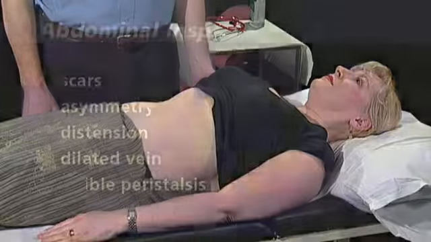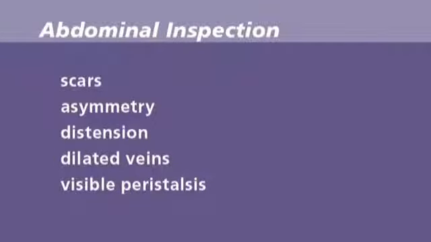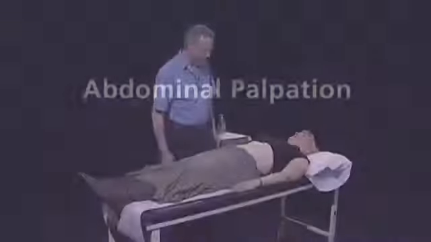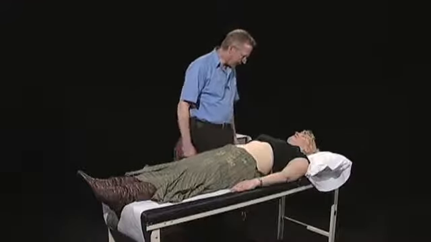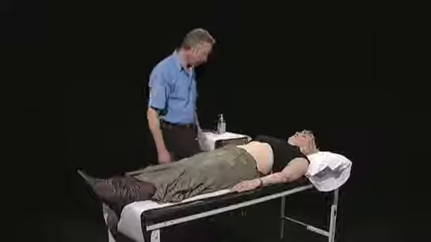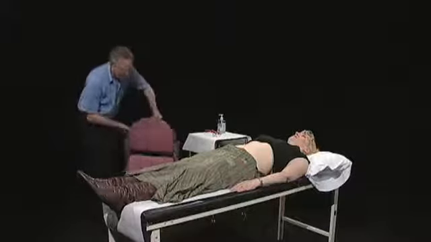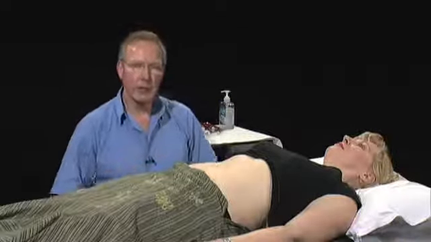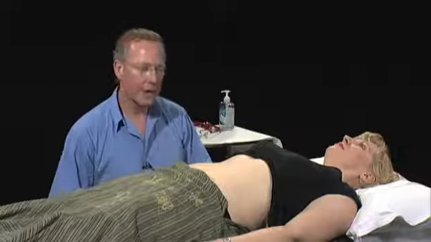I'm now inspecting the abdomen for scars, asymmetry, distension, dilated veins, and visible peristalsis. Now I'd like to feel your abdomen. Have you got any pain anywhere? No. When feeling the abdomen, I palpate all 9 areas, first superficially and then deeply, starting away from any that are known to be painful. Note that the correct position is at the same level as the patient, so that I'm able to watch her face for any pain.